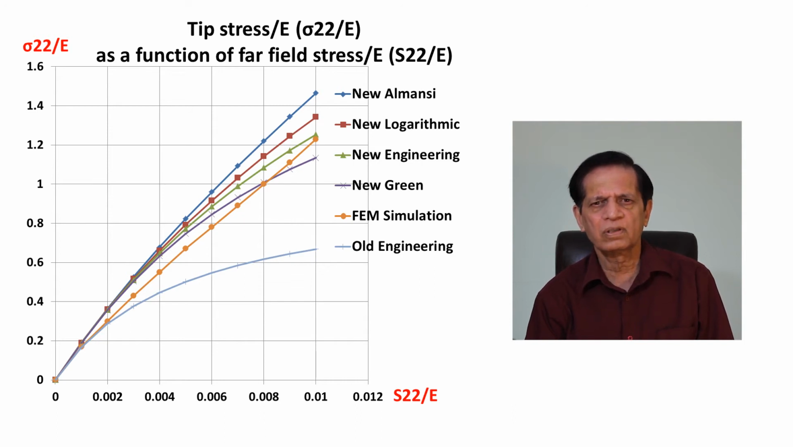The remaining 4 curves represent results for 4 different definitions of strain I used. These definitions are for Almansi strain, logarithmic strain, engineering strain, and Green strain respectively. These 4 curves represent results from my work after April 2011 and include the effect of Poisson's ratio.